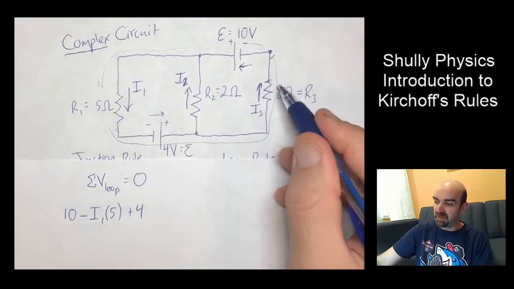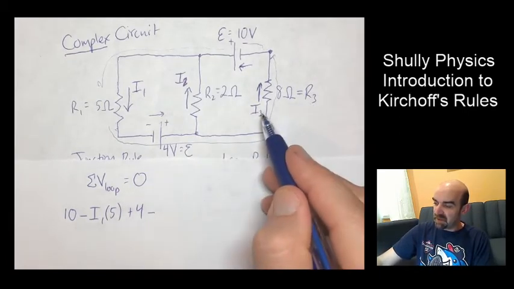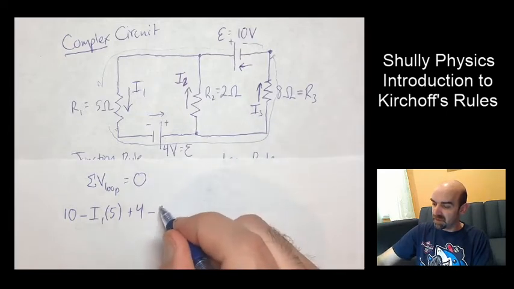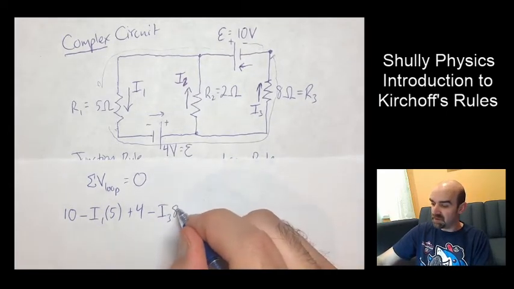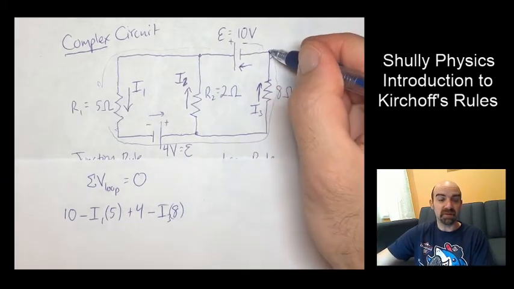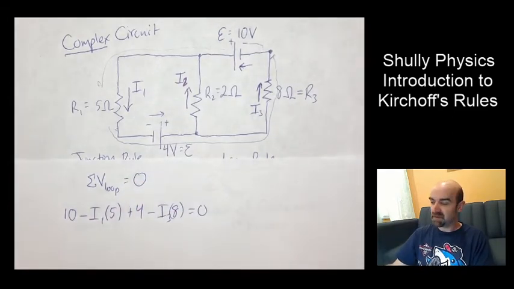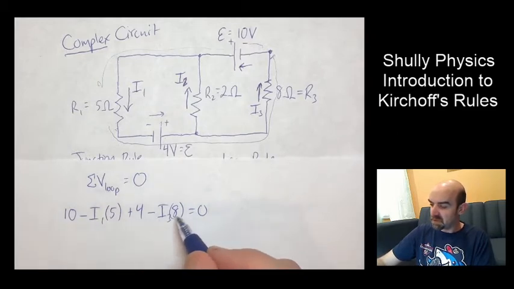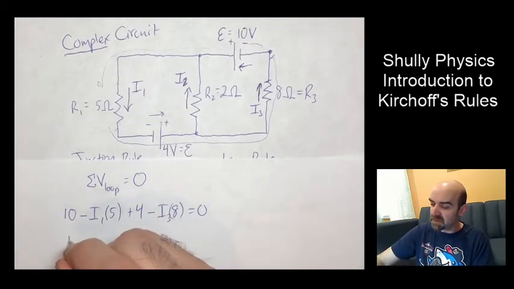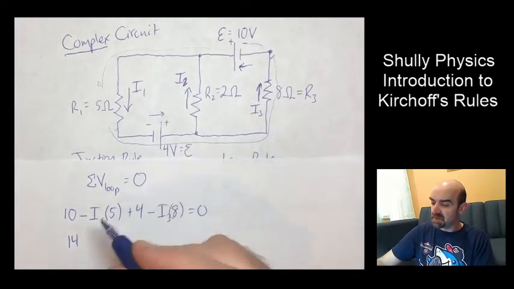So that's going to be a drop, or a negative change in potential across that resistor. That's I3 times R3. I3 is unknown and R3 is 8 ohms. And then I get back to my starting point again. So the sum of all this should equal 0. Okay. Now I can simplify this a bit. I'll put all my like terms on one side. I got 10 plus 4 is 14. So in that loop there's a positive change of 14 volts.